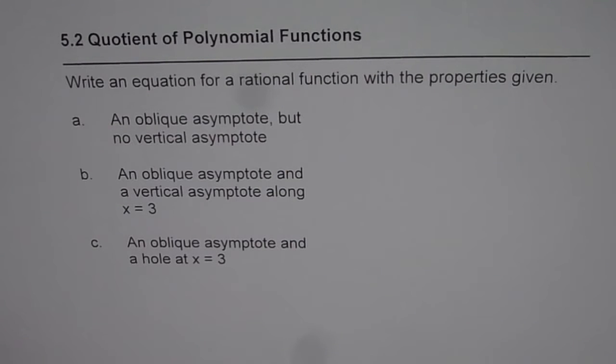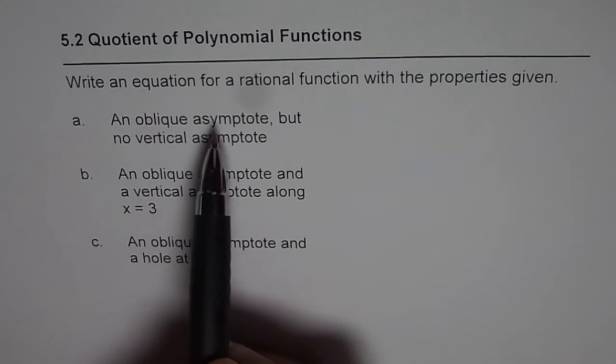I'm Anil Kumar, and now let us discuss rational functions, which are quotients of polynomial functions. The question here is, write an equation for a rational function with the properties given. We have actually three questions here, and I'll show you how we can find these solutions very quickly. First one is an oblique asymptote but no vertical asymptote.